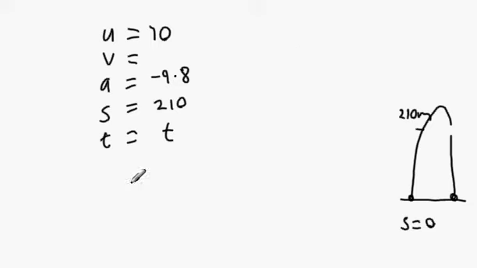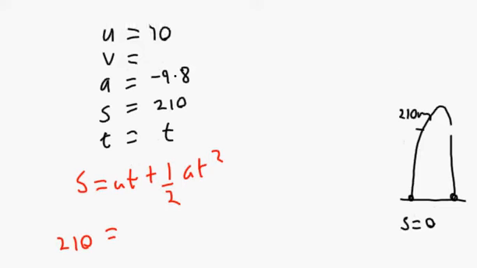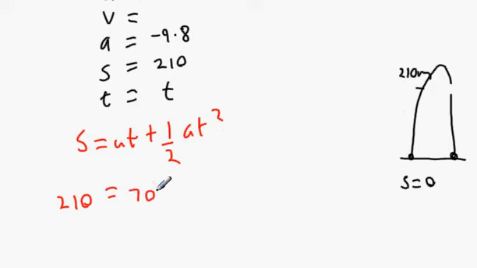So I recommend s equals ut plus a half at squared because it's going to give you a formula to get the times. So what we're going to get here is 210 equals 70t minus 4.9t squared. Bring everything over one side: 4.9t squared minus 70t plus 210 equals 0.